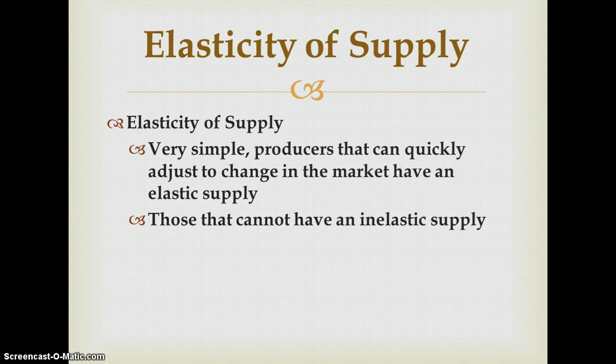No matter what the price, they can't adjust that quickly. So they have an inelastic supply, whereas the little girl can easily adjust. If the price goes up and she wants to make more, she can easily do that.